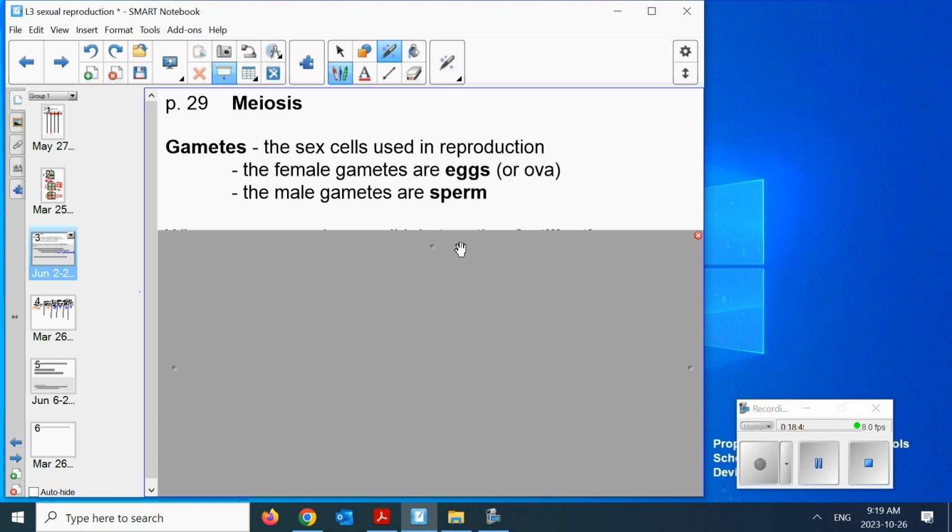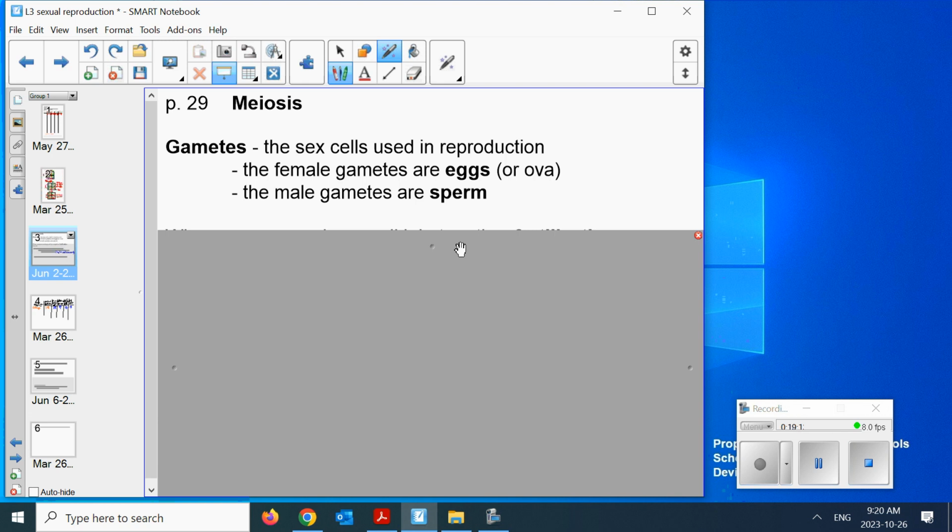Now, taking it slow so that you write these things down. Why don't you move so you can see better? Gamete. Okay? You don't have to sit there, you know that.